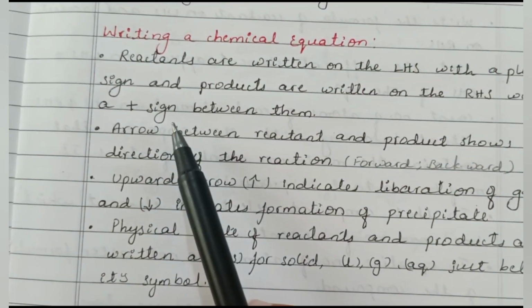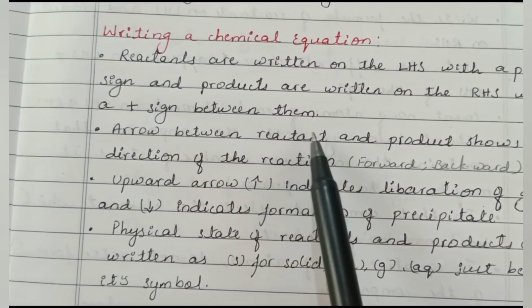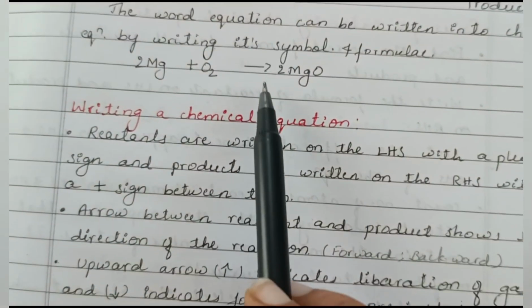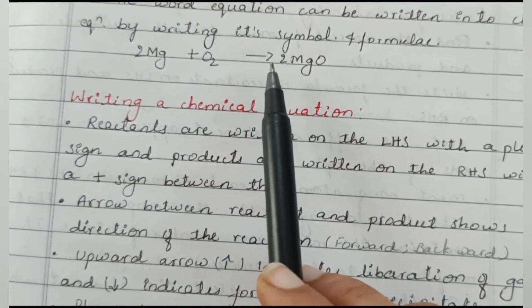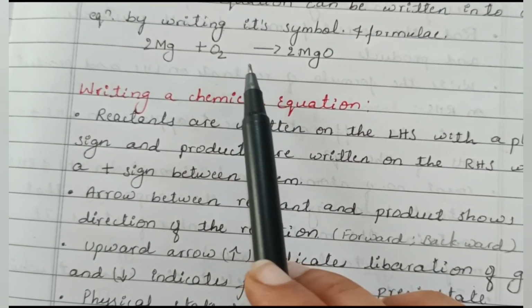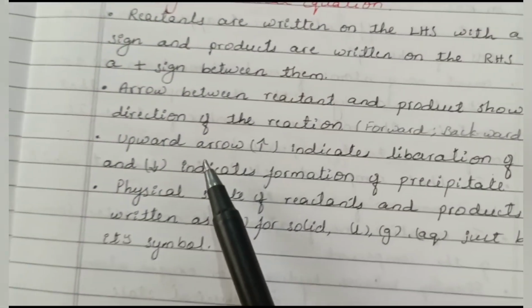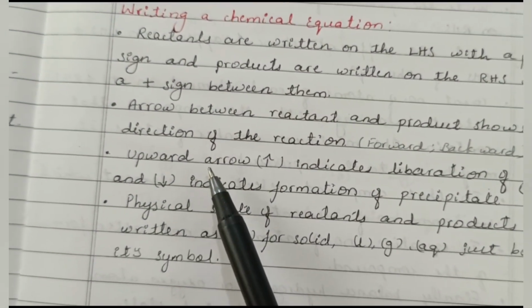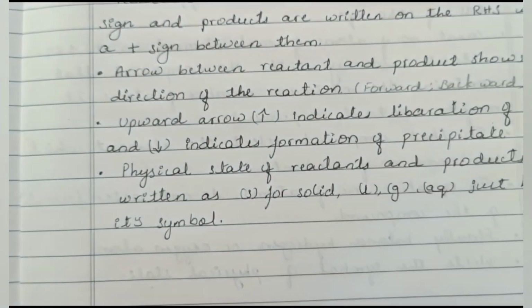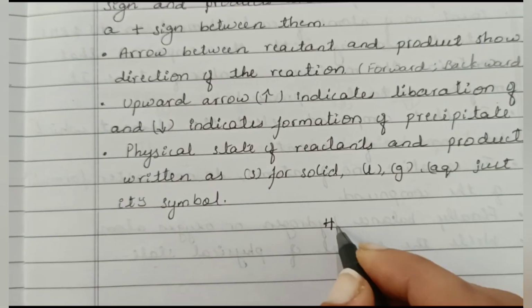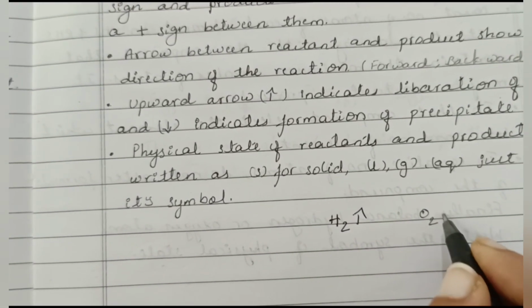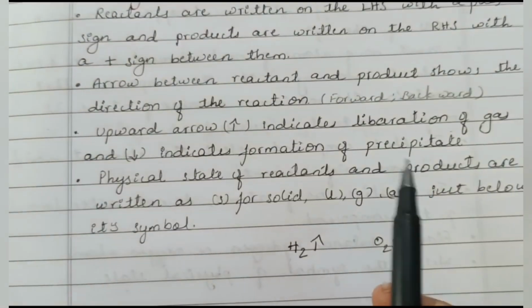Then the second one. The arrow between the reactant and product shows the direction of the reaction, whether it is a forward reaction or backward. Here it is a forward reaction. Next, the third one. An upward arrow indicates liberation of gas and a downward arrow indicates formation of precipitate. For example, in the activity we have seen hydrogen gas is liberated. We have to write like this, H2.